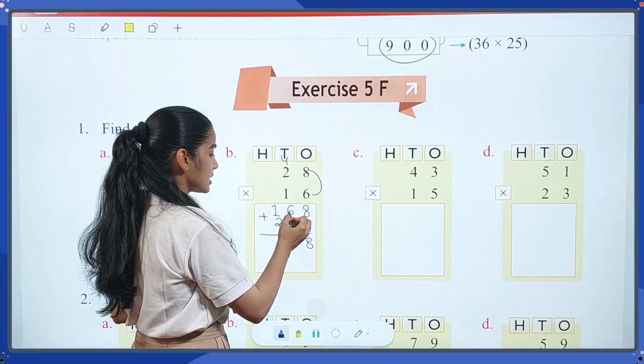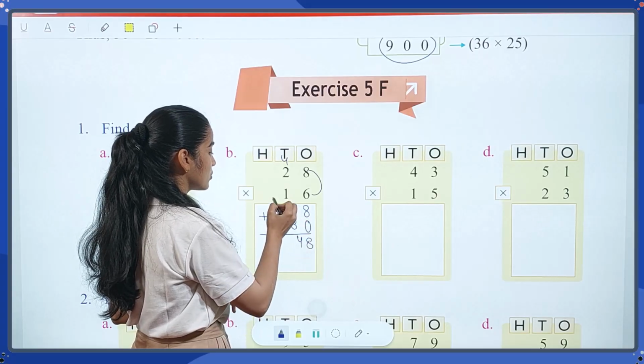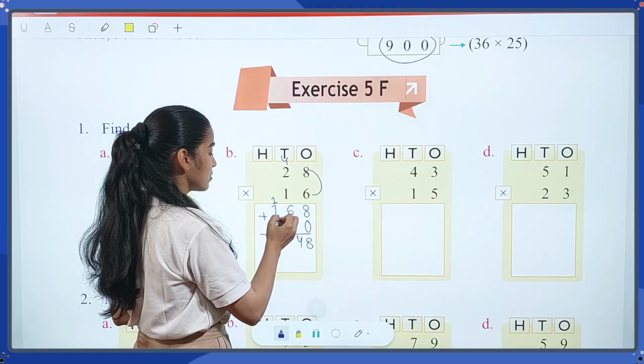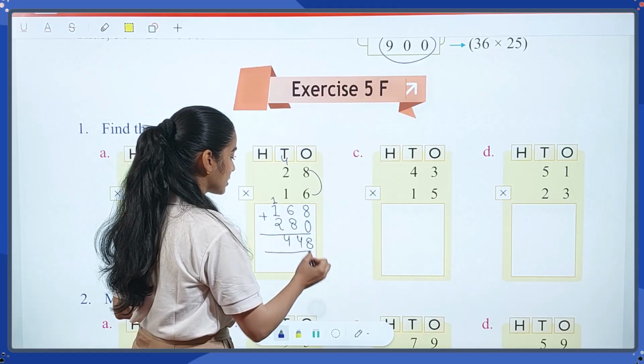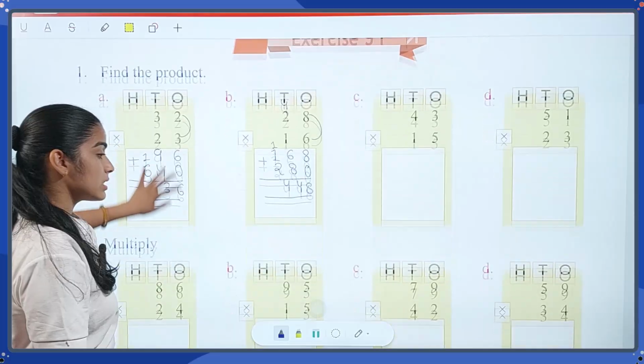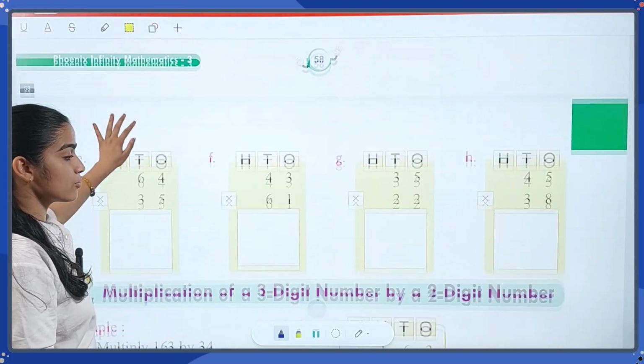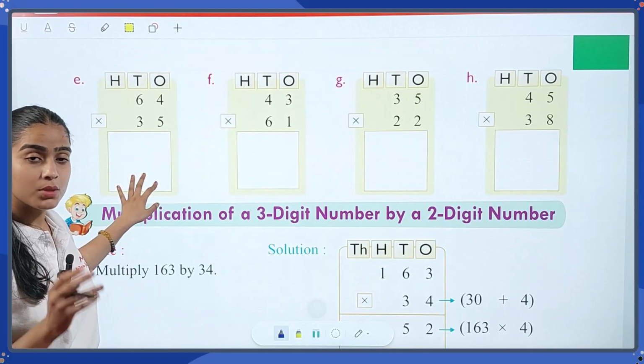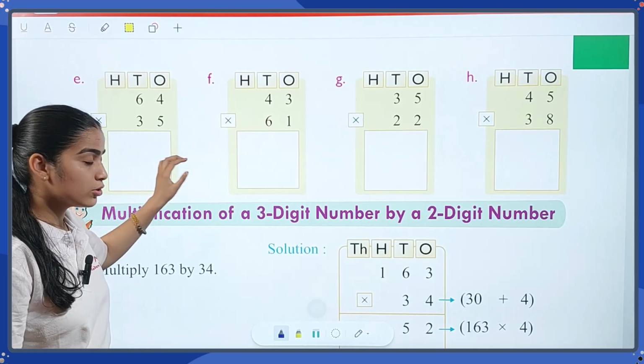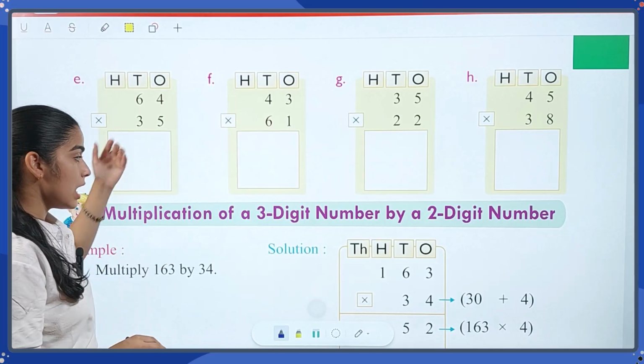8 plus 0 is 8. 6 plus 8 is 14. 1 should be there. 1 plus 2, 3. 3 plus 1 is 4. So your final answer is 448. Then in the same way you have to solve the rest of the questions you have. Just make sure you don't be confused, don't be scared. You have to follow the same steps we are following in the above section.